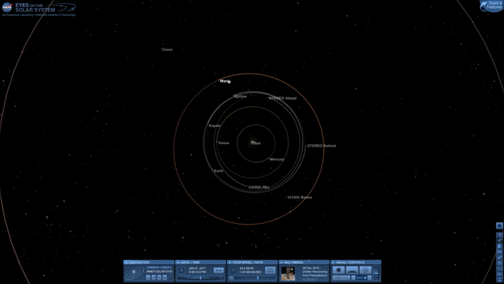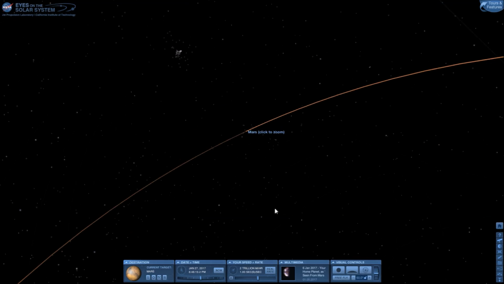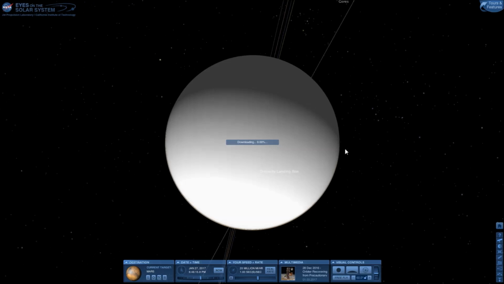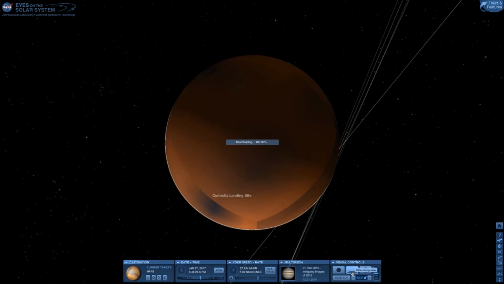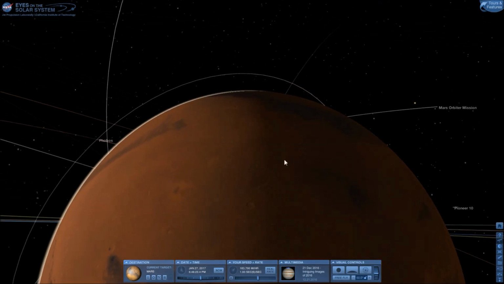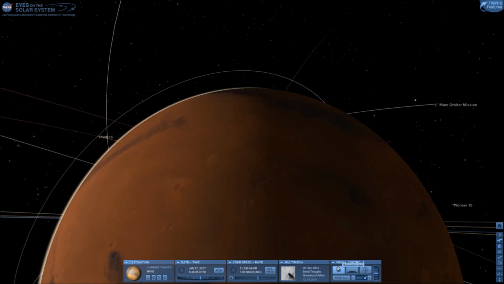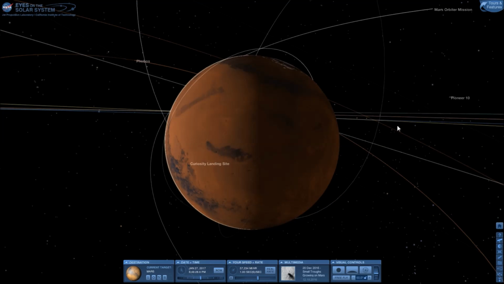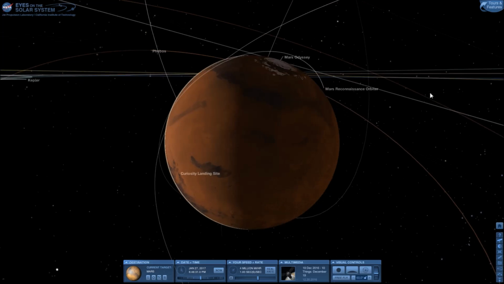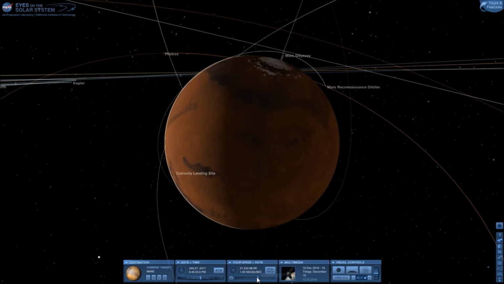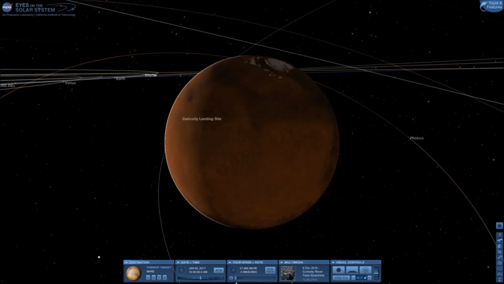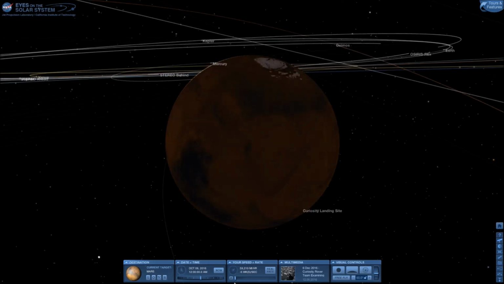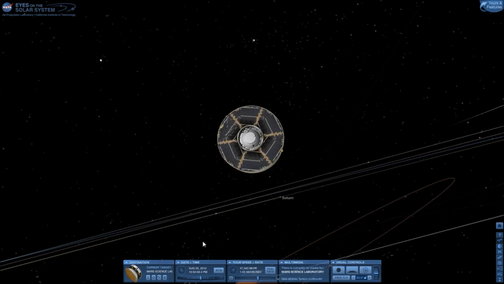So if we look at Mars, another really cool thing about Eyes is that you can go back and forward in time, right? So you could go forward in time and you could see where OSIRIS-REx rendezvous with Bennu, but we could also go back in time to August 6th, 2012. And here is the Mars Science Laboratory.